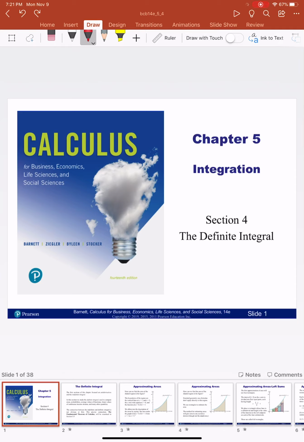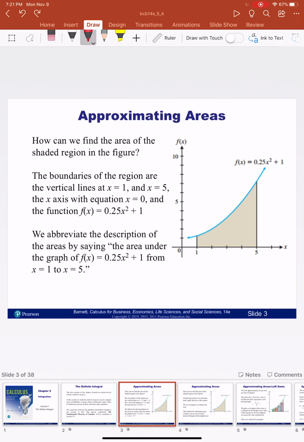So here's the concept. I pull out a PowerPoint, and let's say we were given this function f of x as 0.25x squared plus 1. That's a parabola, so you see a curve. And the question is, how can we find the area of the shaded region in the figure? We are only considering a certain region of our function. The boundaries of the region are vertical lines from 1 to 5. So that's the interval that we are interested in calculating the area.